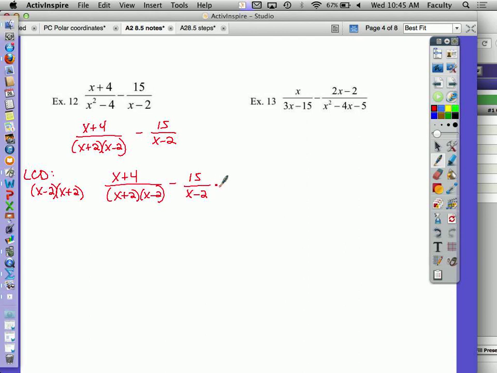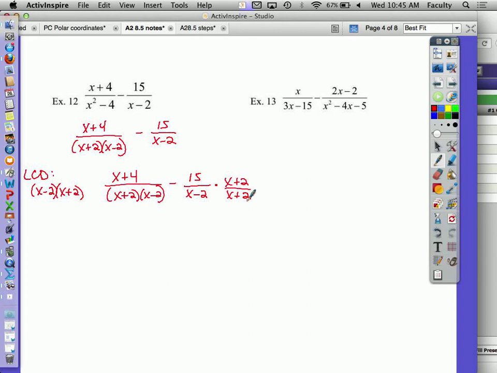Alright, now Andrew, try this one again for me. In the second fraction, I have an x minus 2. What factor is missing from the LCD? Here's the LCD, okay? You need to be over here. What factor is missing? X plus 2. Yes, that's it, okay?